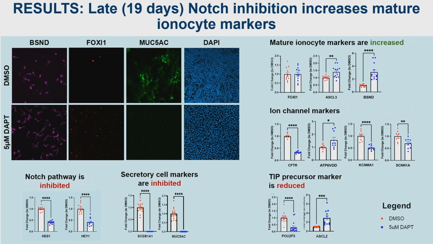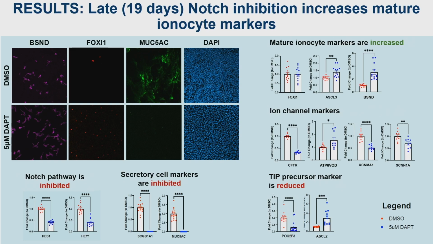And again, we see that the precursor markers take the same pattern, where POU2F3 is knocked down, but ASCL2 is up. So the inhibition is having a similar effect on the precursor, but it seems that the mature ionocytes are increasing. So the take-home point from the late inhibition is that the progenitor is still down. The ionocyte progenitor marker FOXI1 is unchanged, but the mature ionocyte markers are increased.